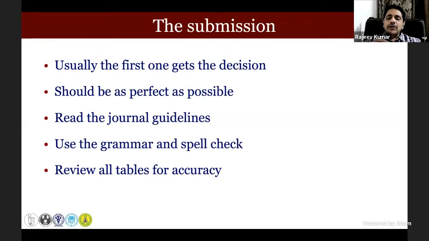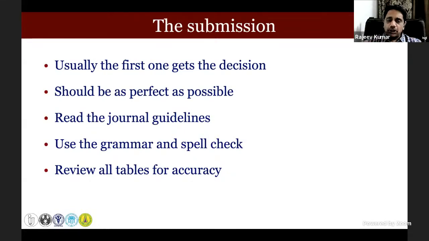When you talk about the submission, many of us make the mistake of saying, let me first send the first paper, I'll change it once I get comments from the reviewers and make it better. Now that's a bad policy. Your first submission should be the one that you've spent the maximum amount of time on to make it as perfect as possible. Read the journal guidelines.